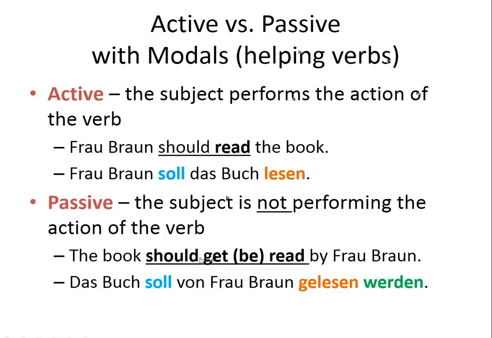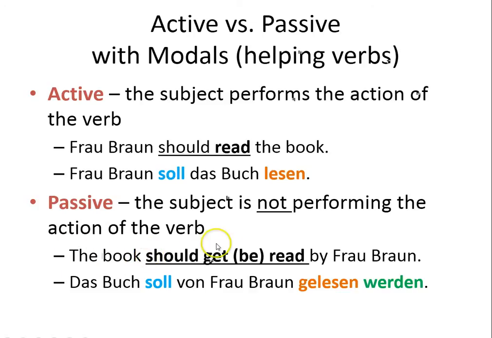Passive voice is when the subject is not performing the action of the verb. So here we look at this sentence. The book should be read by Frau Braun, or should get read. So should be read would be our verb phrase. Read is our main verb. Should be are our helping verbs. Who or what should be read? The book. So the book is the subject.